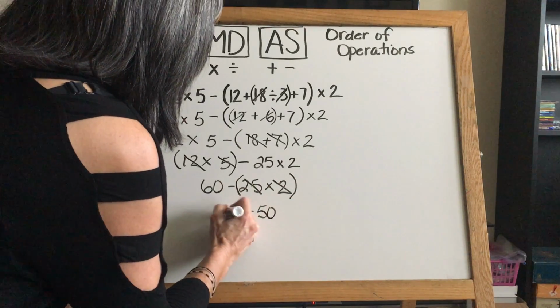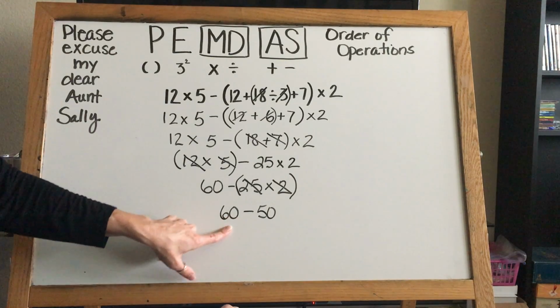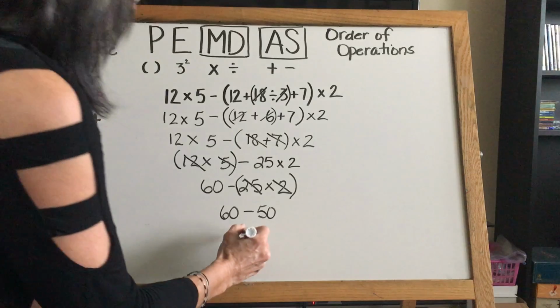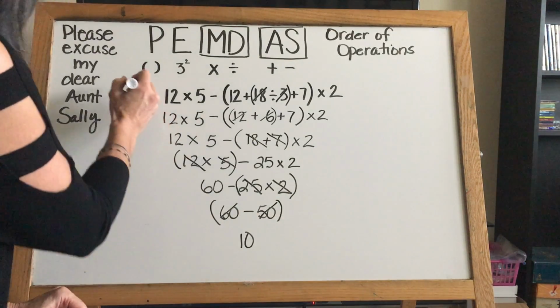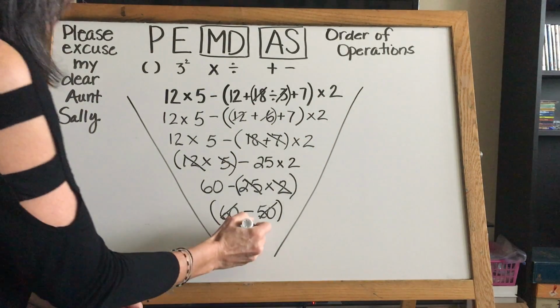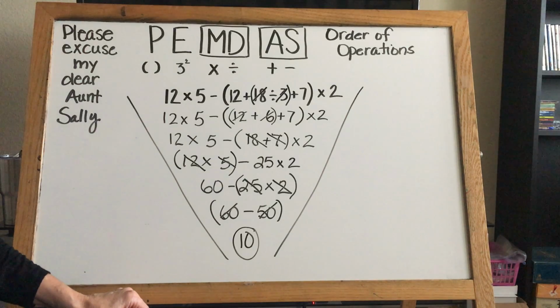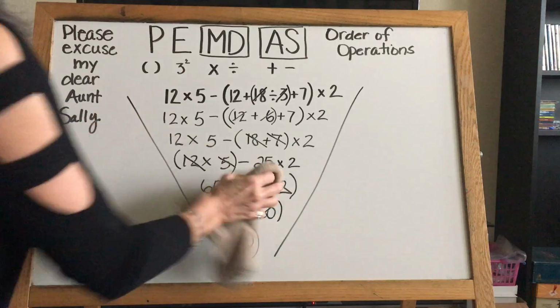And again, we bring down everything we haven't used yet. We're to the very last equation. We have 60 minus 50. 60 minus 50 is 10. So you can put parentheses around that, cross it off. When you're finished, your PEMDAS should look like an upside down triangle. And there is your final answer. Okay, so that's one. Let me write a couple more.